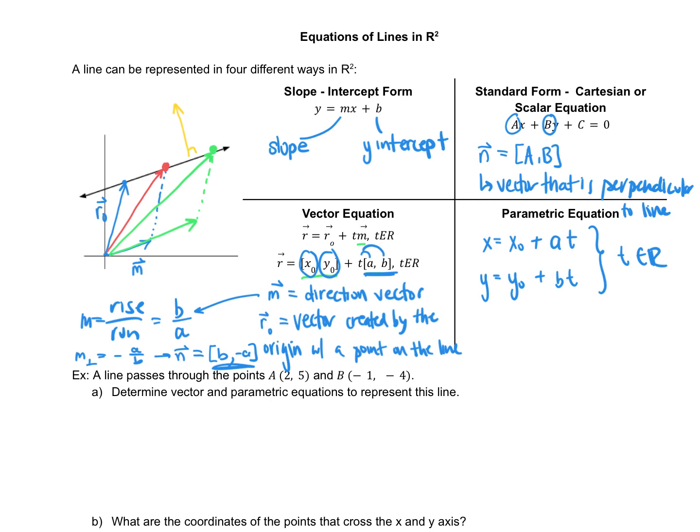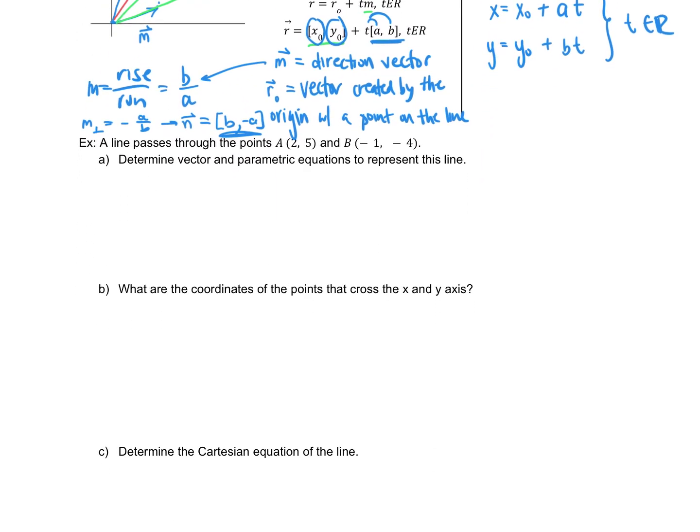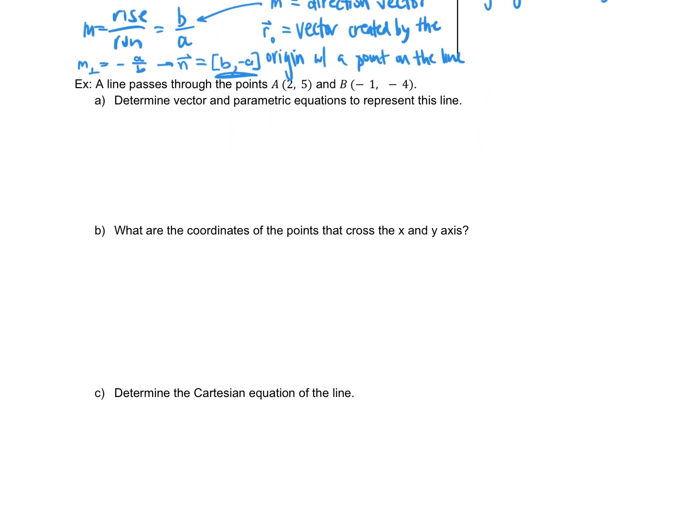So let's actually try some examples out. A line passes through the points A(2, 5) and B(-1, -4). Determine vector and parametric equations to represent this line. Well, the first thing we need to do is find a direction vector. I'm going to say my direction vector m is just going to go from point A to point B. And we know how to find the vector between 2 points. So -1 subtract 2, -4 subtract 5, and that gives us (-3, -9).